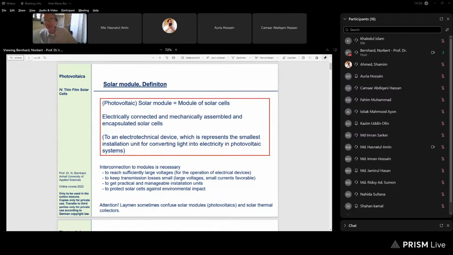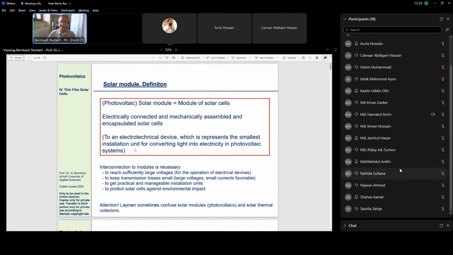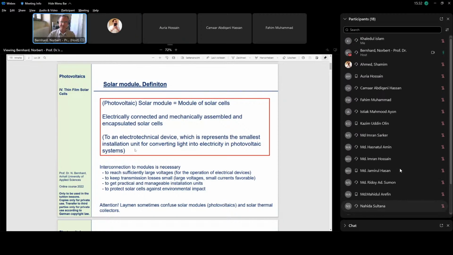A definition of a solar module. In the first presentation, we had already some intuitive explanation. Now I want to be a little bit more precise. A photovoltaic module, or photovoltaic solar module, is a module of electrically connected and mechanically assembled and encapsulated solar cells, such as to get an electrotechnical device which represents the smallest installation unit for converting light into electricity in photovoltaic systems.